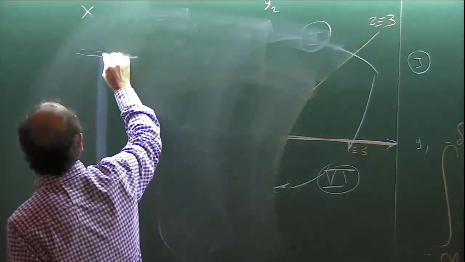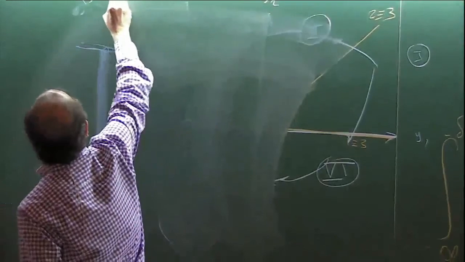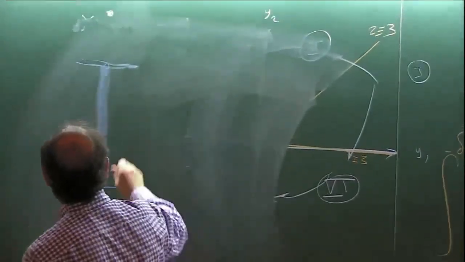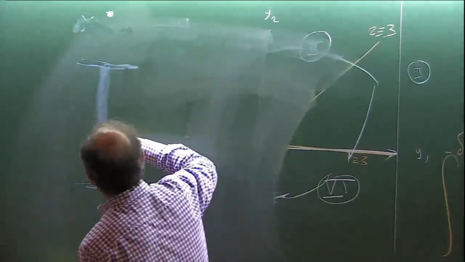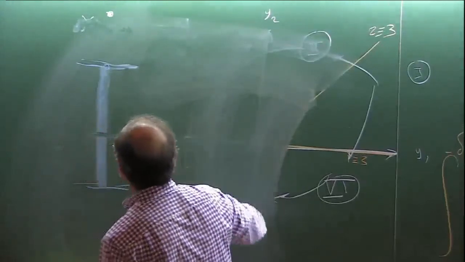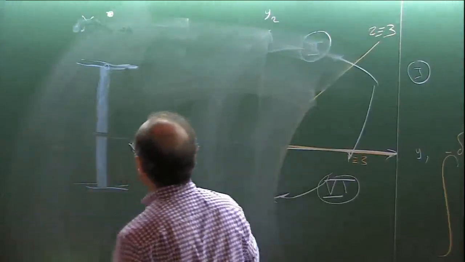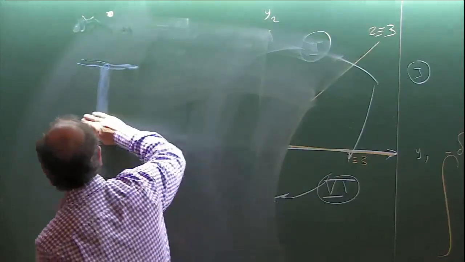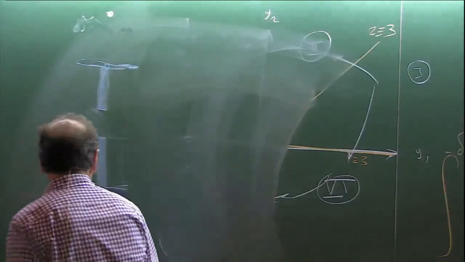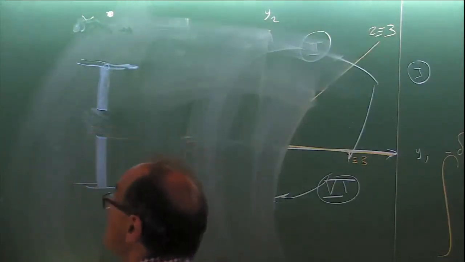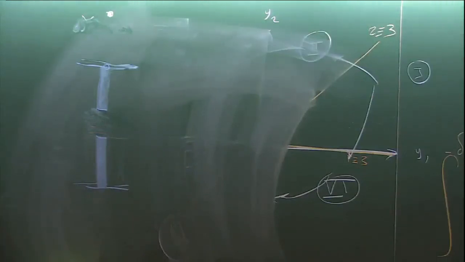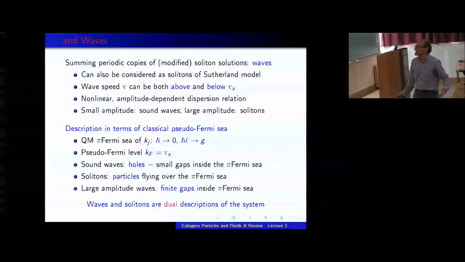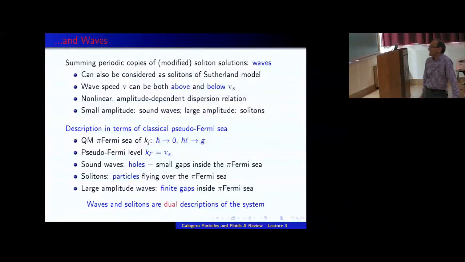Solitons correspond to peeling one particle out of here and putting it up here. So solitons are particle excitations. Small amplitude waves are like hole excitations. It's like depleting this sea by a little bit and pushing this upper bound by what it needs so that the particle number is conserved. And these finite amplitude waves are like finite gaps inside this pseudo Fermi sea, this Luttinger sea, if you wish. So it's quite interesting that the classical model has a full description in terms of these semi-classical, semi-quantum, we should say, in this case, quantities.